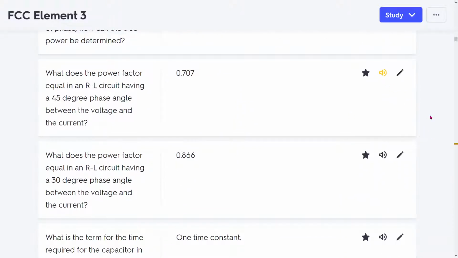What does the power factor equal in an RL circuit having a 45-degree phase angle between the voltage and the current? 0.707. What does the power factor equal in an RL circuit having a 30-degree phase angle between the voltage and the current? 0.866.